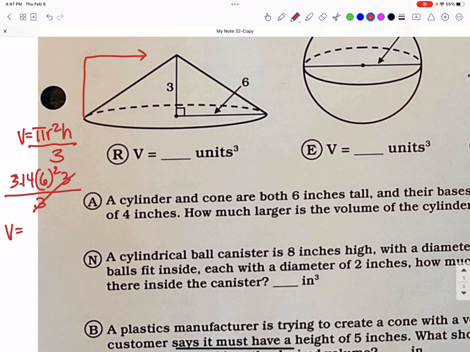So volume equals 3.14 times 6 times 6 equals 113.04. And just, 6 squared was 36. So this became 3.14 times 36, and then times 3 and divided by 3. So those are going to get rid of each other. We had 113.0 units.